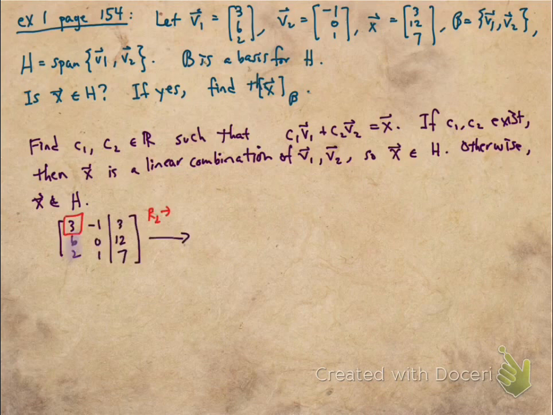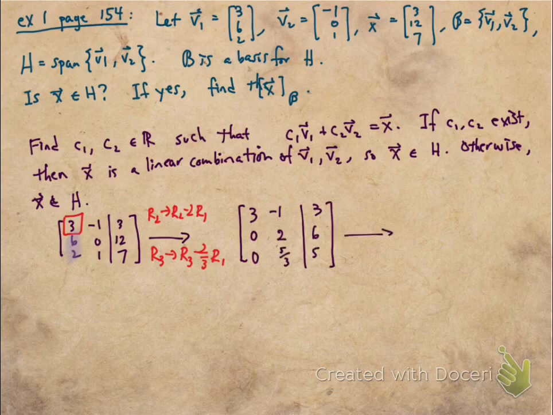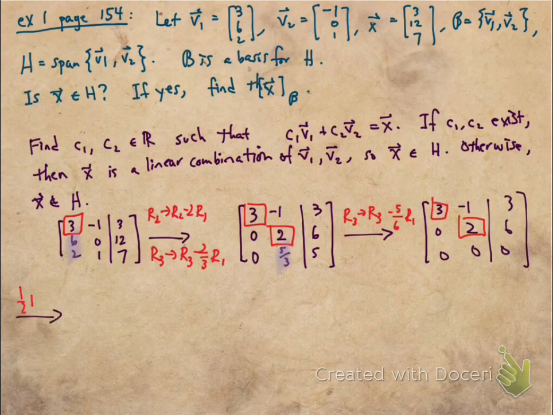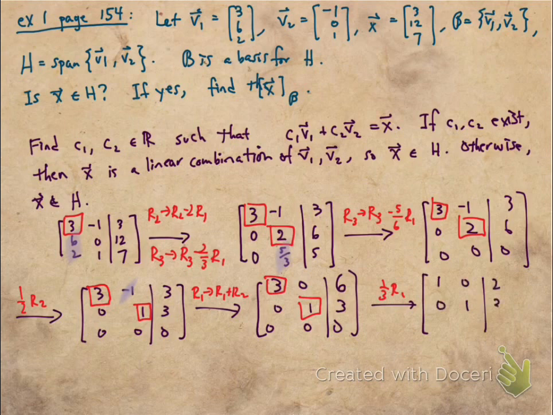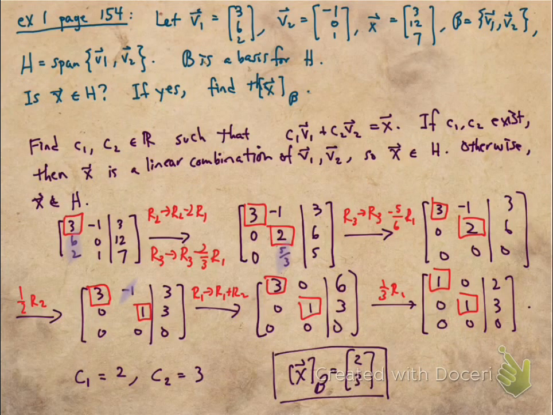So we set up the augmented matrix in order to compute these scalars, and we set about with the row reduction. So let me just zip through this. Assuming my arithmetic is all correct, in reduced echelon form, I end up here. I put boxes around my pivots, and it shows me that C1 is 2 and C2 is 3, which tells me the b-coordinate vector of x is (2, 3).